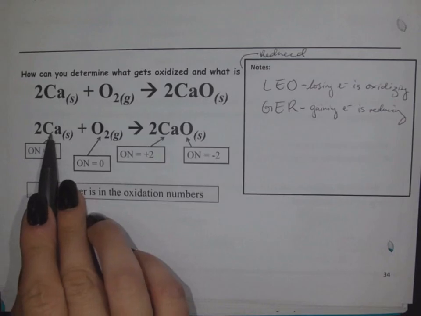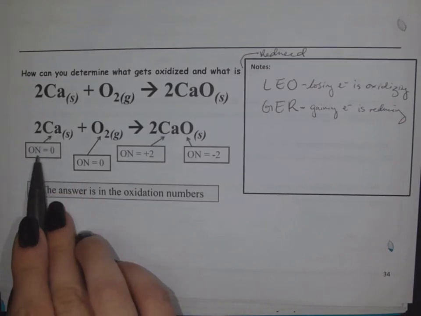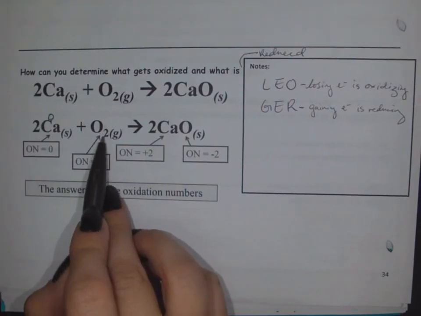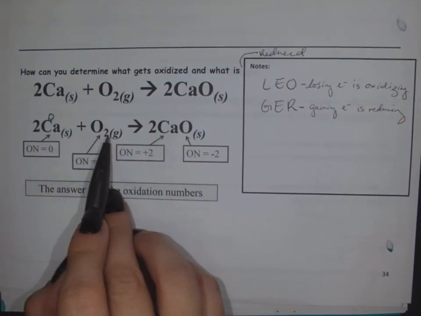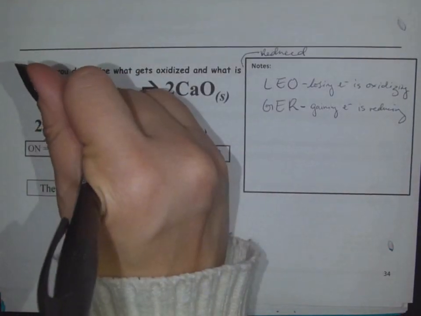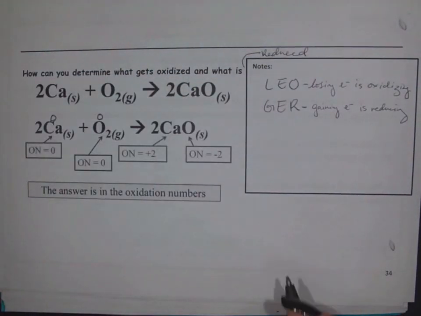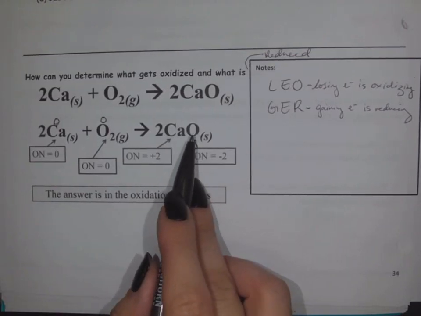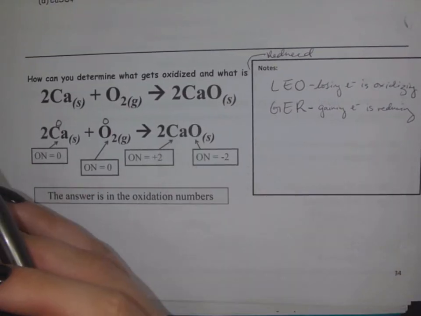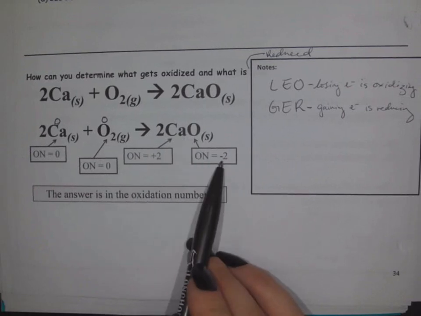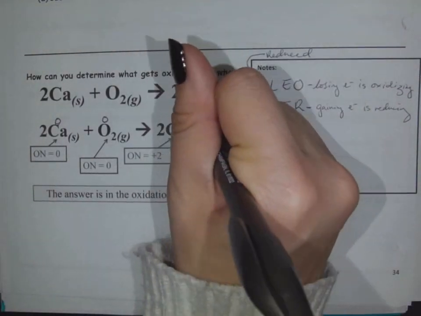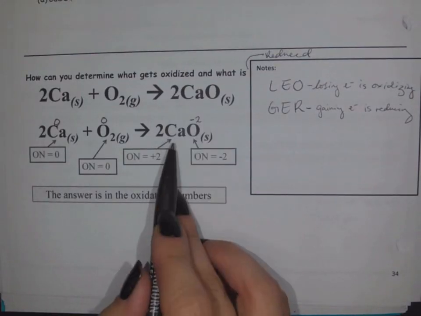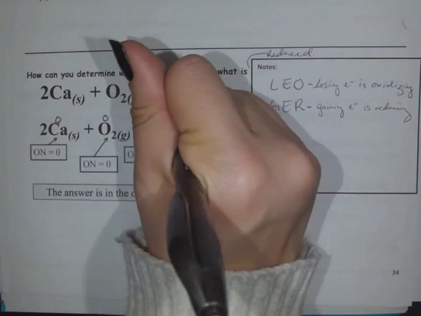Calcium is elemental. It's all by itself, so it has an oxidation number of 0. O2 is elemental. It's only oxygen, not an ion, so it also has an oxidation number of 0. Now we have a combination of calcium and oxygen. As soon as oxygen is combined with something, we give it a formal charge of -2. And since we need both of these together to be neutral, calcium must be a +2.